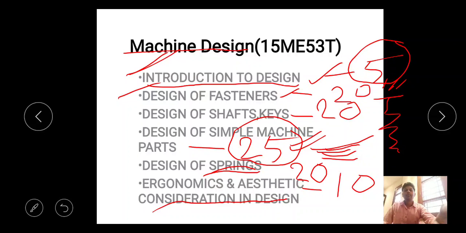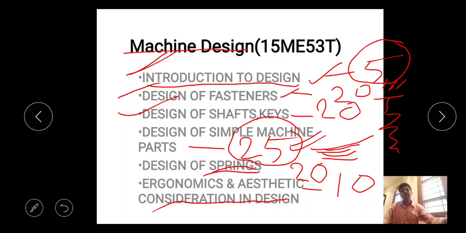Then the third chapter is design of shafts. Here it is 20 marks in total. So you are studying what is a shaft, what is a key, and different types of keys. Then 5 marks theory and 15 marks problem you are getting there.